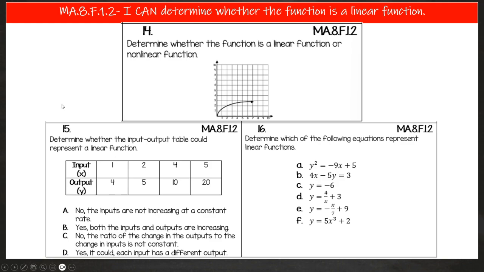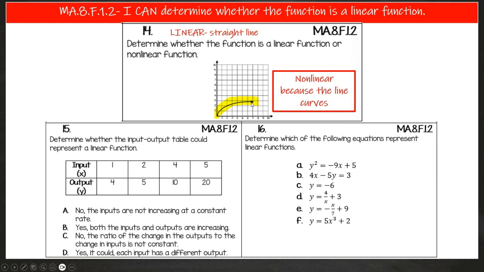Question 14. Determine whether the function is a linear function or nonlinear function. Now, every student in class told me this was going to be the easiest gimme question ever. So hopefully you all got it right. Linear means a straight line. Well, is that a straight line? No, that is a nonlinear function because the line is curved.